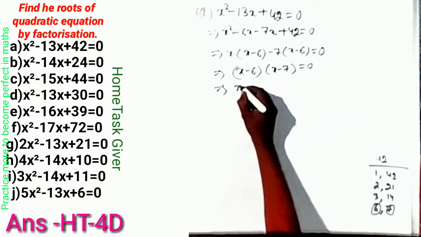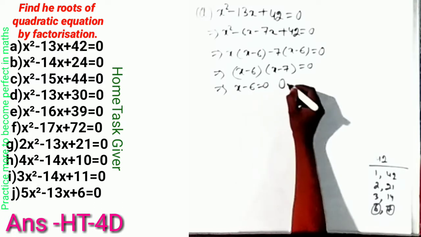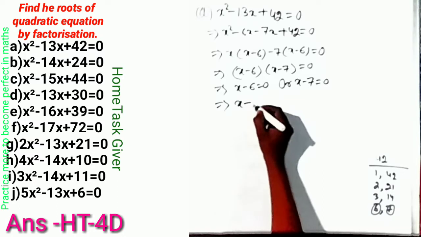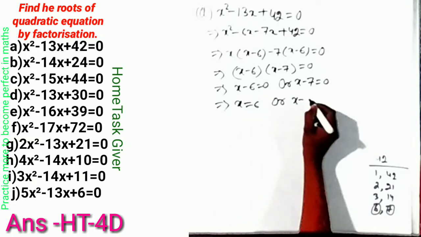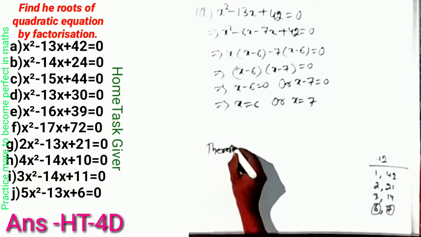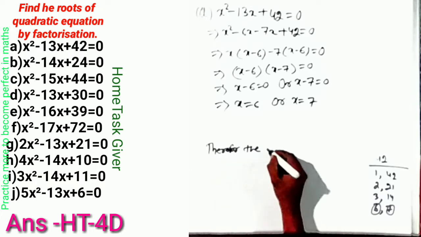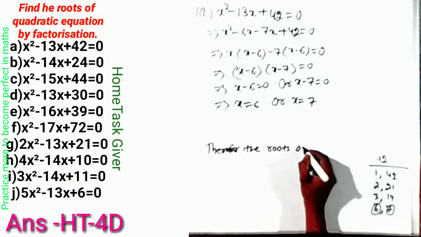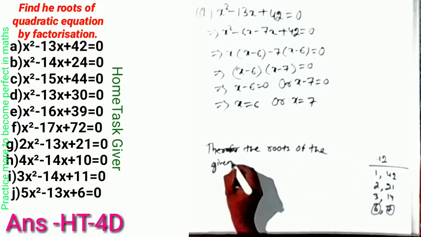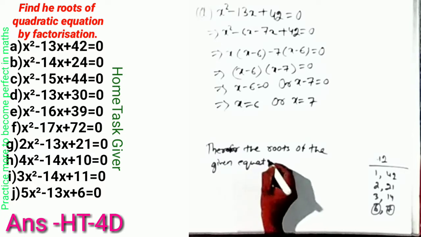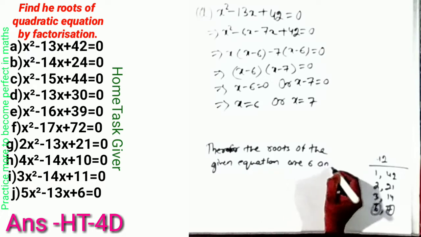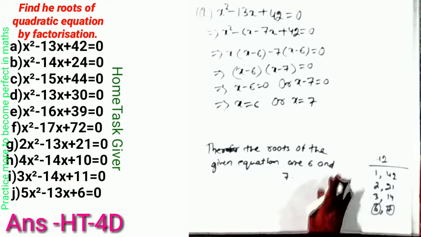Imply that x minus 6 equal to 0 or x minus 7 equal to 0. Imply that x equal to 6 or x equal to 7. So therefore the roots of the given quadratic equation are 6 and 7.